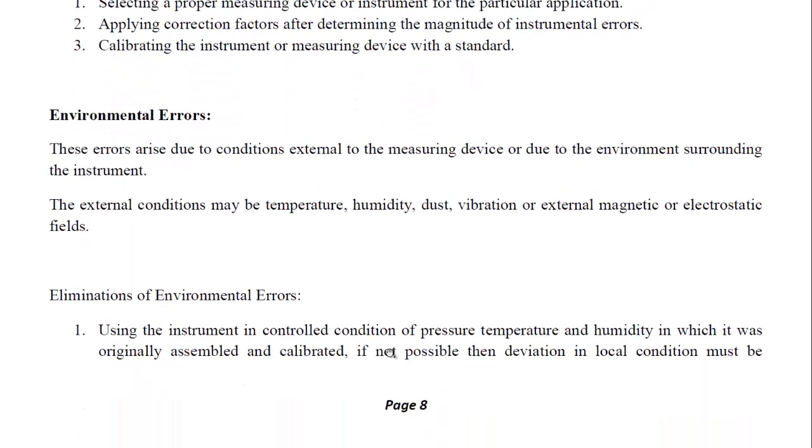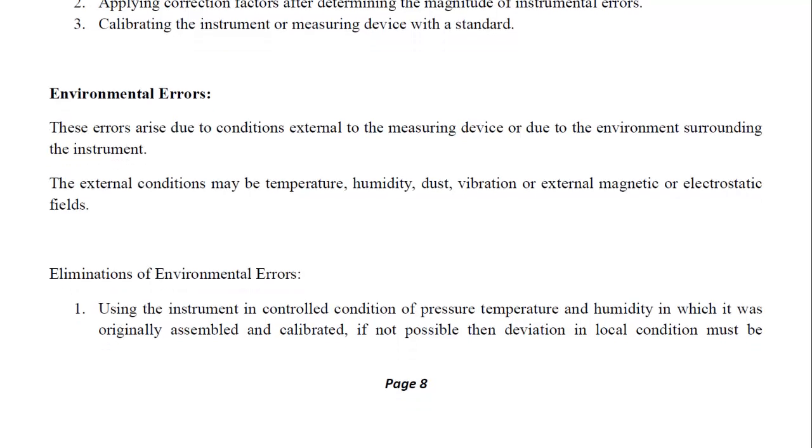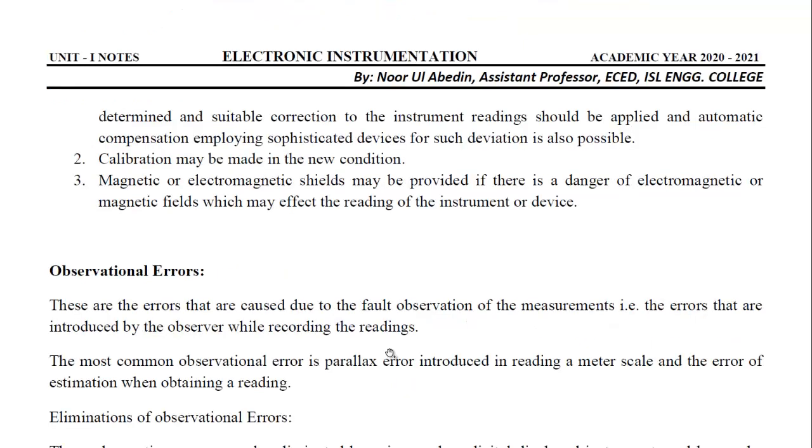Now coming to environmental errors. Environmental errors arise due to the external conditions of the measuring device, that is, the environment available to us. The environment has temperature, humidity, dust, vibration, magnetic and electrostatic fields, which cause errors in the measurement. So how can you eliminate this error? Use the instrument in controlled conditions of pressure, temperature and humidity. Whatever instrument you are using should be used in an appropriate environment, where the effect of the environment does not influence the measurement.